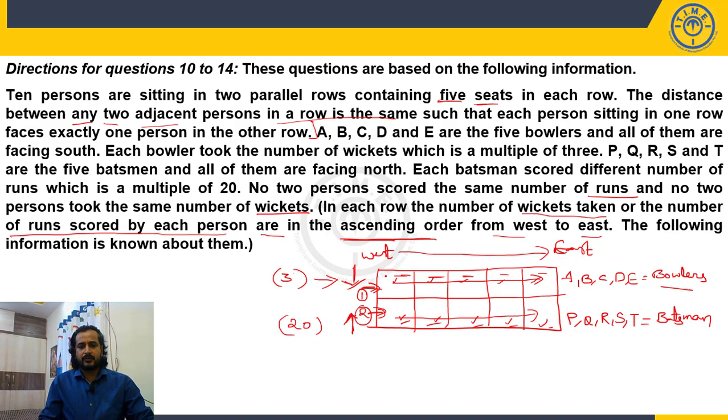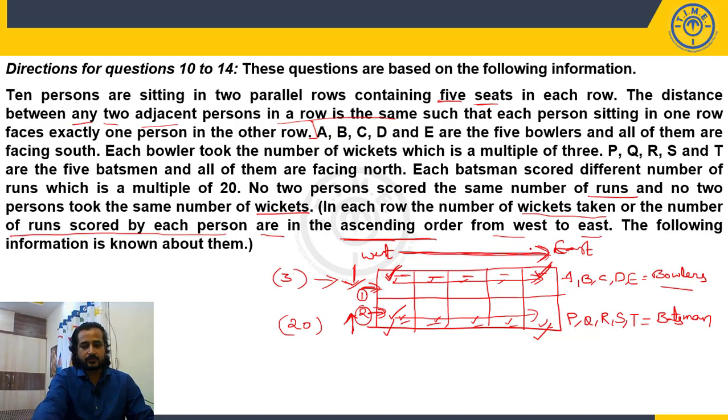Whatever number I am going to place here, it will be the person who took the least number of wickets. Whoever I am going to place here, that person will be taking the highest number of wickets. The same is true here. The person who scored the least number of runs will be the first person and the person who scored the highest number of runs will be the last person. Clear? And the numbers should be in ascending order from west to east. Keep this point in your mind every time.